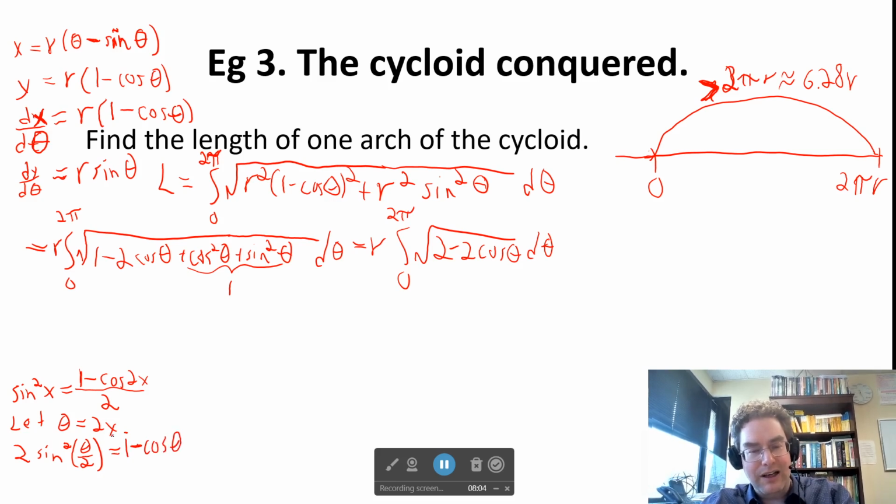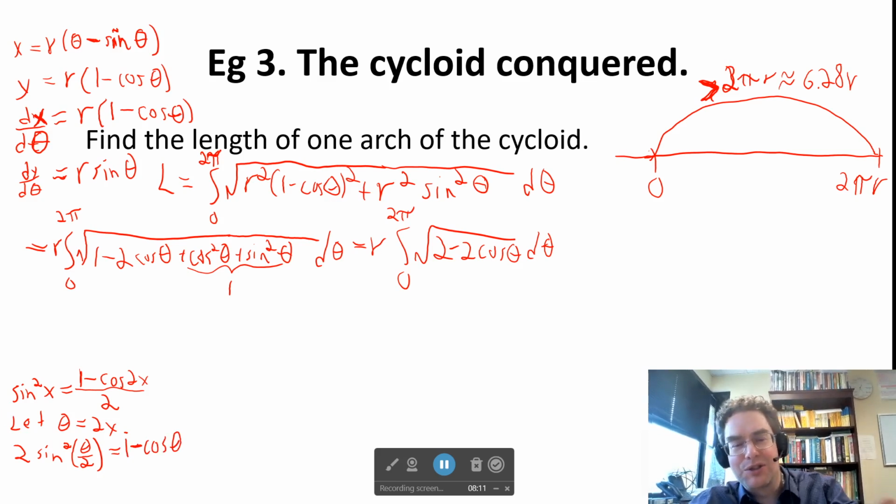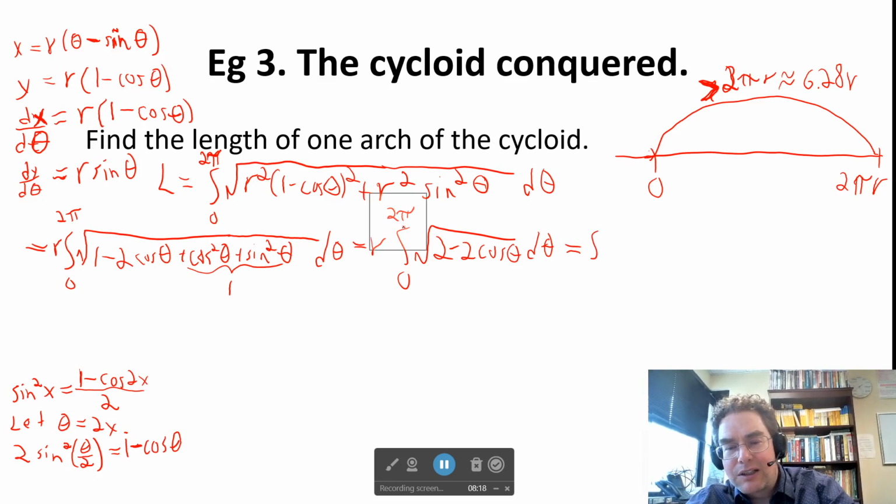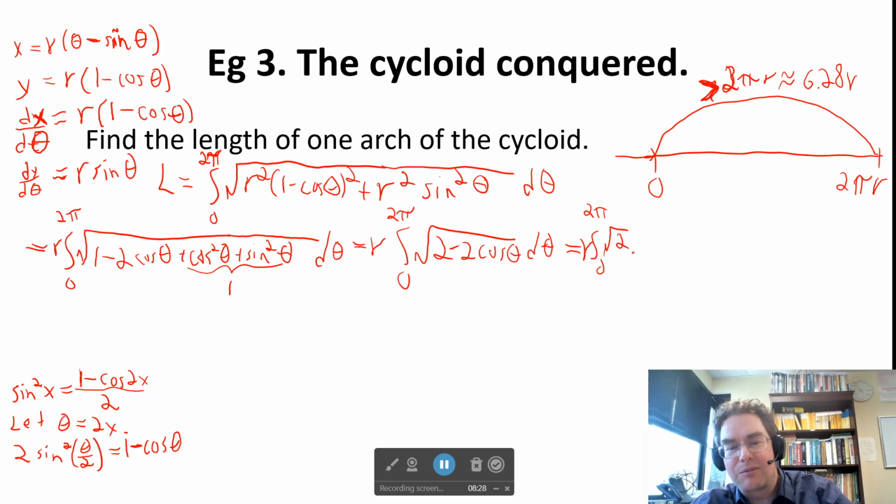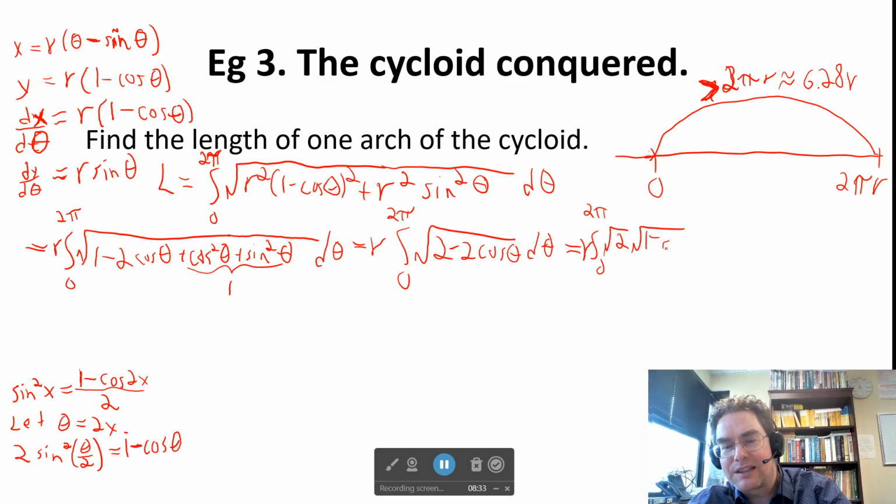And if you use a slight amount of imagination, that is pretty close to what we have up there in our integrand. Because yes, there's some 2's there, but that's also a common factor, so we could go ahead and pull that out right away too. We've got our r out here, integral from 0 to 2 pi. We can pull that 2 out. It's just going to become a square root of 2. And then what's left in the square root is 1 minus cosine theta, d theta.